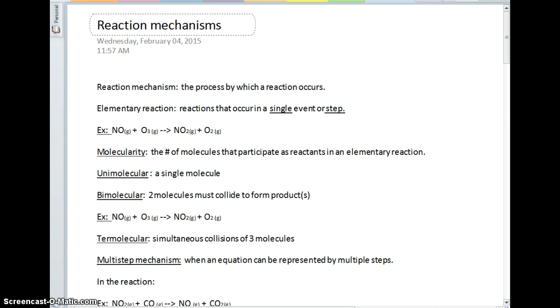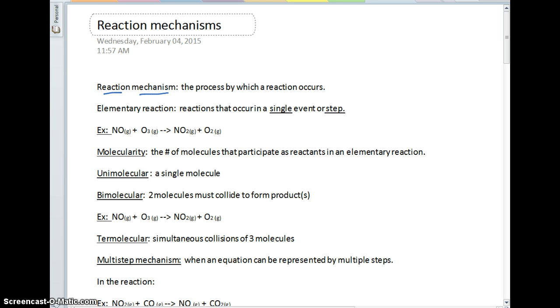So what is a reaction mechanism? Well, a reaction mechanism is going to be a process by which a reaction occurs. Now, up to this point in chemistry, we've always just written a balanced equation and said, there's your reaction. And sometimes that's true, and sometimes it's not true.